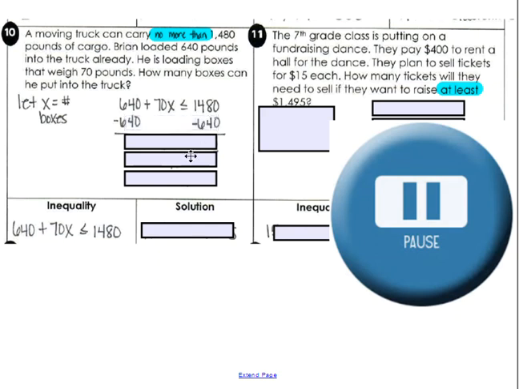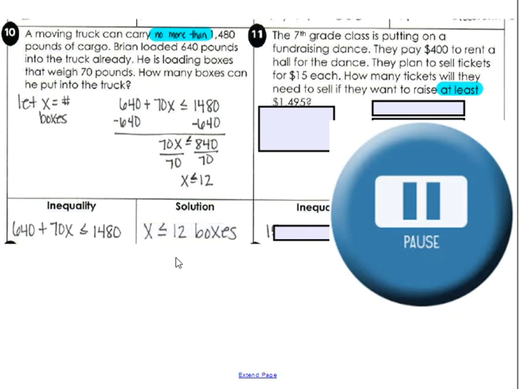But the next step would be to subtract 640 from both sides. Let's get rid of this because we want to get the variable by itself. If we do that, we end up with 70x is less than or equal to 840. Now we want to divide by 70, and we end up with x being less than or equal to 12. So essentially, he can load up to 12 more boxes on the truck. That's the plan. All right, I want you to try the last 3 on your own and come back when you are done.